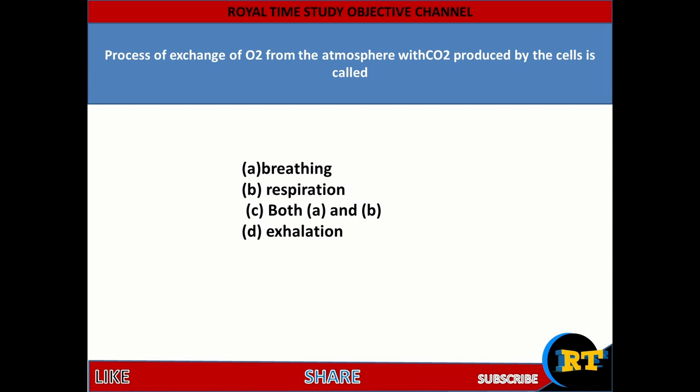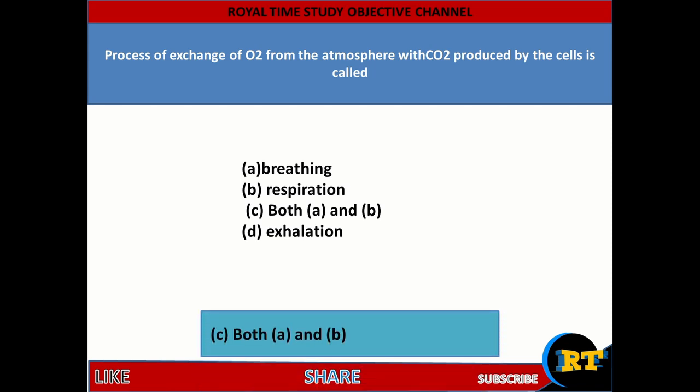Process of exchange of O2 from the atmosphere with CO2 produced by the cell is called option number A, breathing. Option number B, respiration. Option number C, both A and B. Option number D, exhalation. And the correct answer is option number C, both A and B. Now let's move to the next question.